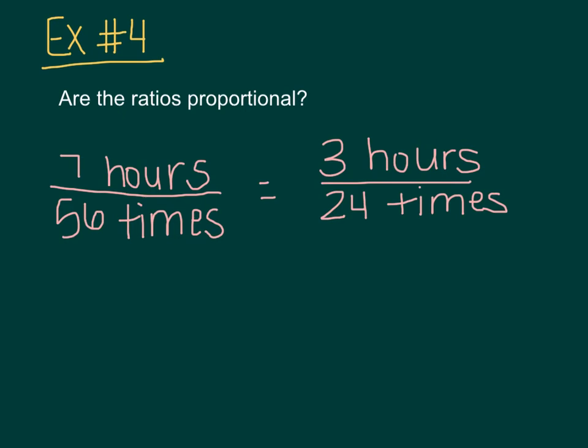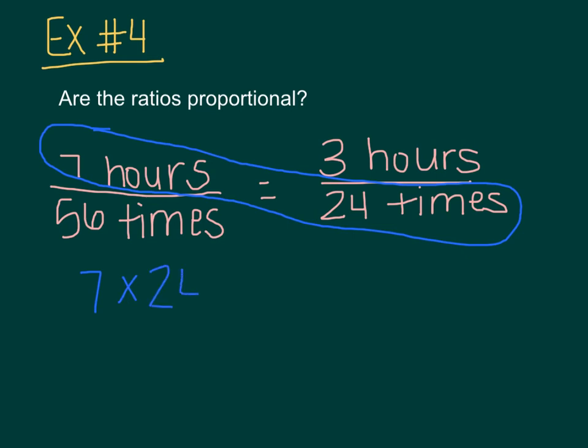Example number 4, are the ratios proportional? So we're going to do the same thing we did in example number 2. We look at the numbers that are across from each other. So we have 7 hours times 24 times. So we do 7 times 24, which equals 168.